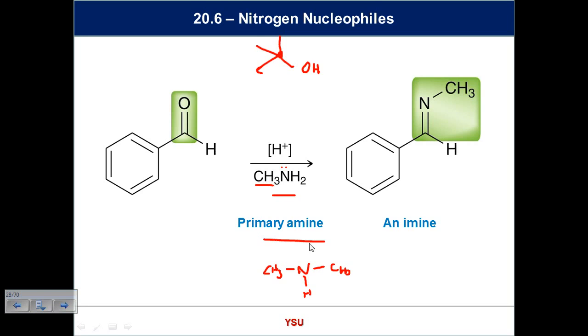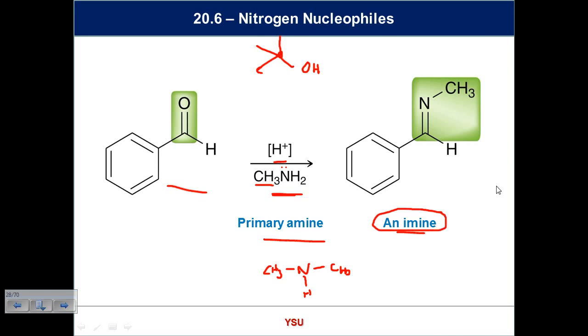Well, I'm going to say now that if you take an aldehyde or a ketone and you treat it with an amine, in particular a primary amine, in the presence of an acid, you're going to get something called an imine. And you haven't seen anything about imines yet. This is an absolutely key functional group for biochemistry. Okay?